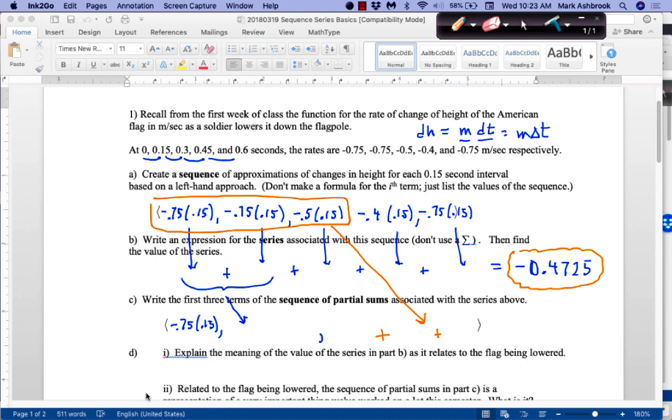Okay, but the fact that it's a sequence. So yes, there are accumulations. The fact that it's in a sequence means what? What is it? What's that?